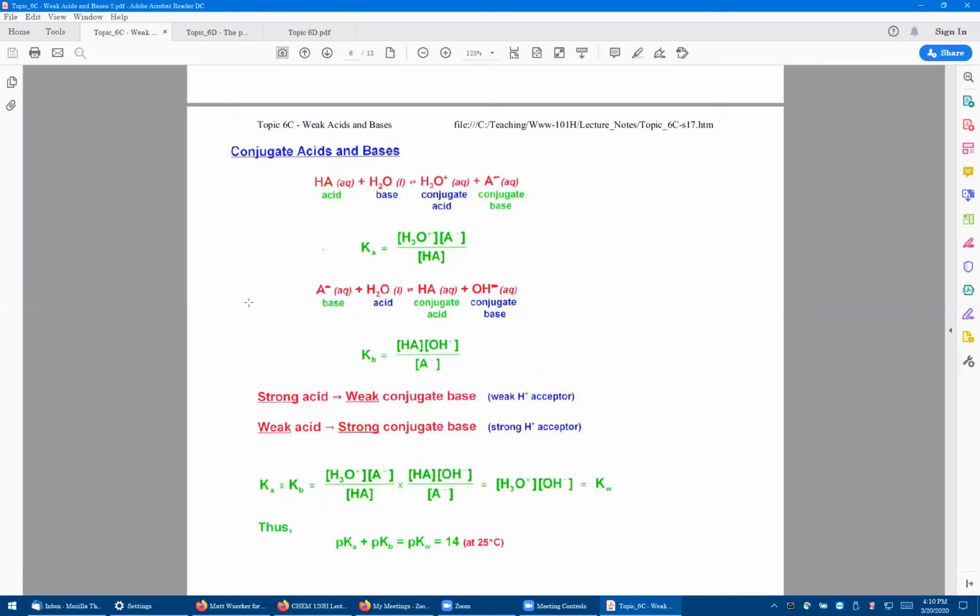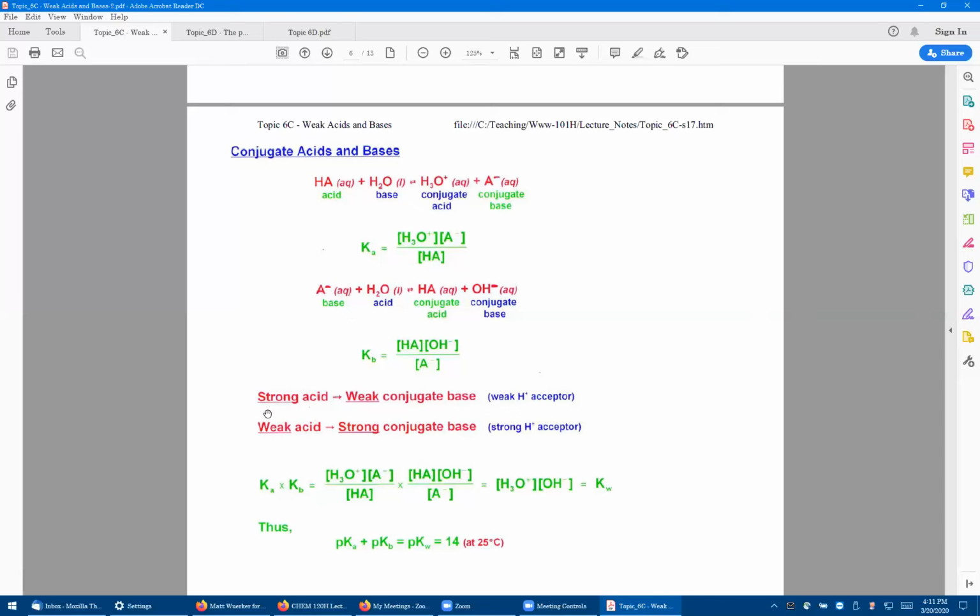Now, what's important is that, for reasons that we'll see in a minute, the stronger an acid is, the stronger HA is, the weaker is its conjugate base. That means that for a strong acid, its conjugate base is a very weak proton acceptor.